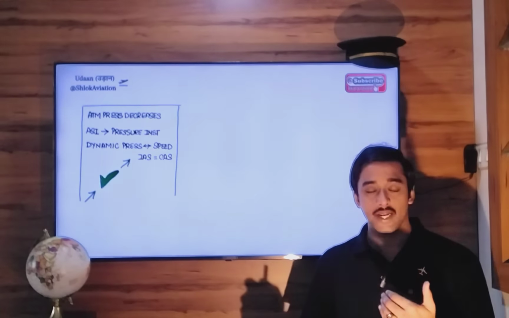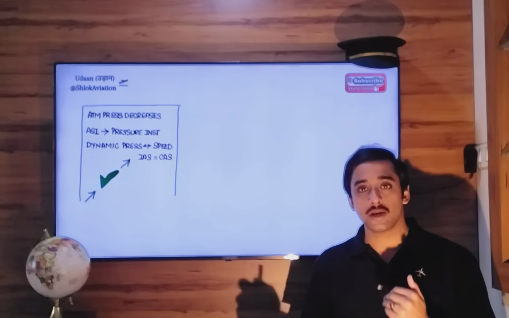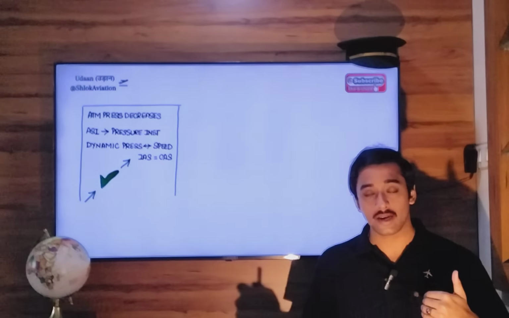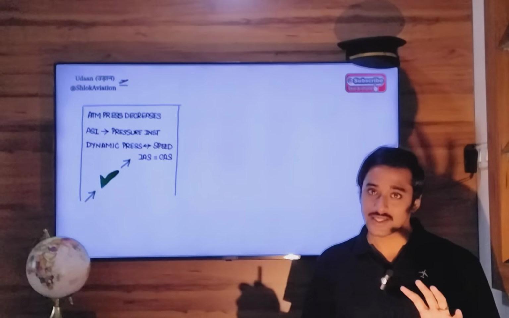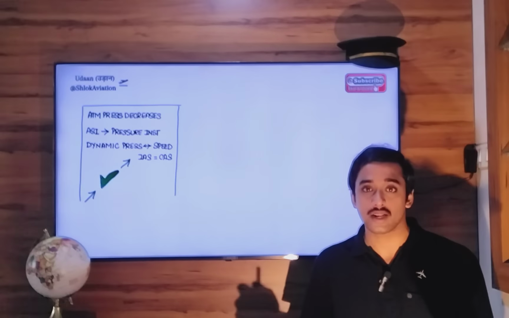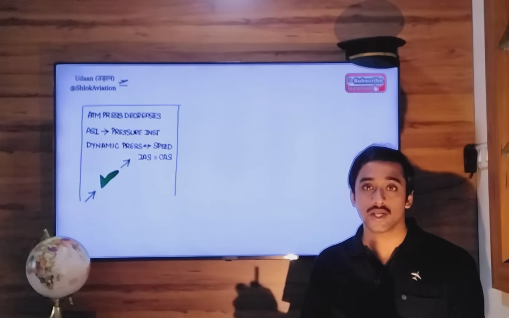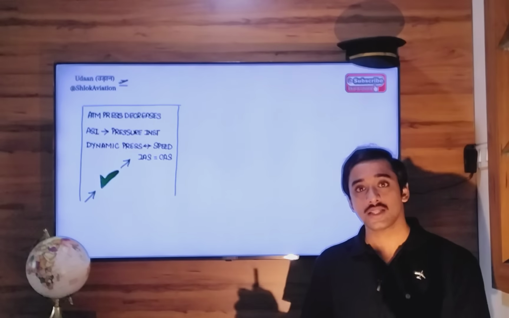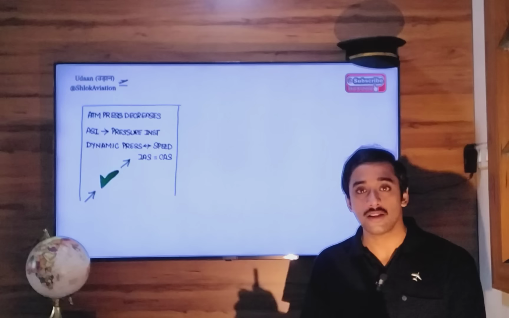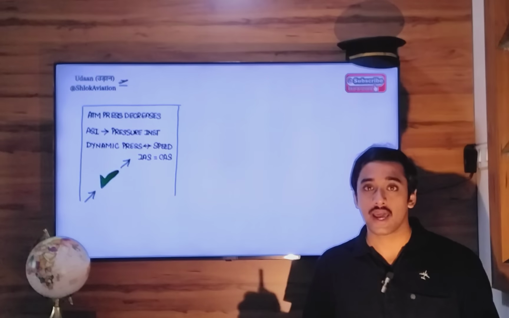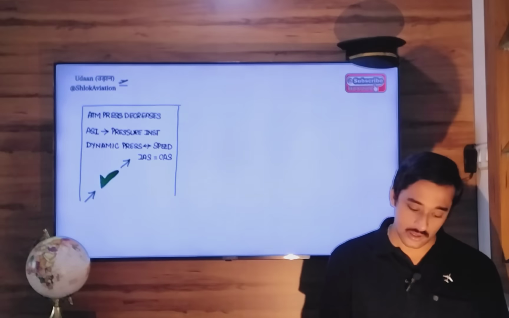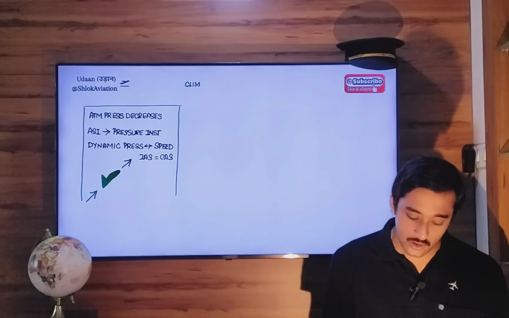But as you climb to higher and higher altitudes, your airspeed indicator is unable to register the same dynamic pressure which it was able to register at lower altitudes, because atmospheric pressure decreases. So there is insufficient registration of pressure in the pressure instrument, which is your ASI. As a result, the airspeed indicator will show an indication which is much lower than the actual speed of the aircraft. So as you keep climbing to higher altitudes, calibrated airspeed decreases.